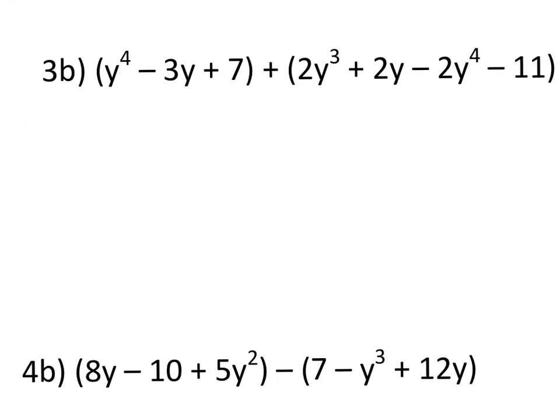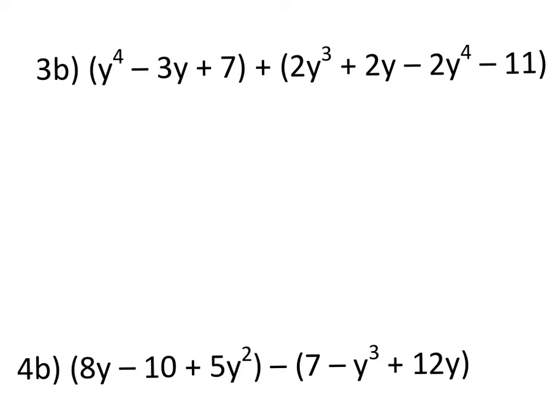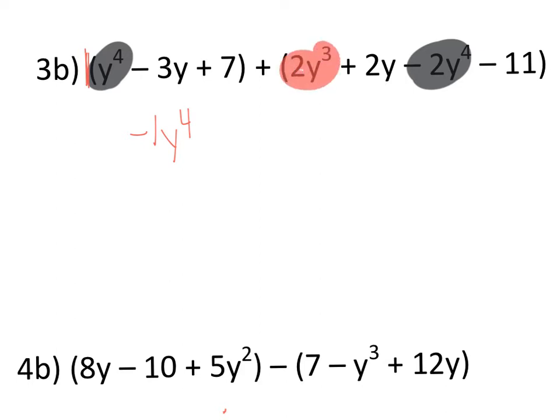Same thing. We're going to put together things that are the same. So we're going to start with looking at y's to the 4th. And if I look over here, I've got a negative 2y to the 4th. So keep in mind that there is a 1 in front right there. So 1 and a negative 2 would be a negative 1 y to the 4th. Now I'm going to go to my next problem here. And I've got 2y to the 3rd. All right, and since there's no other 2y to the 3rd, I've got plus 2y to the 3rd.